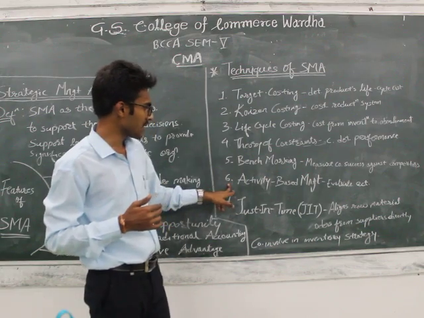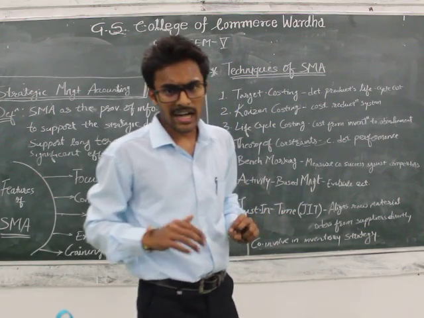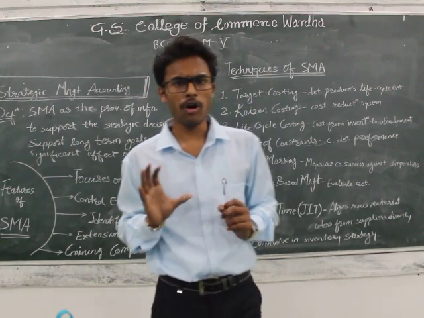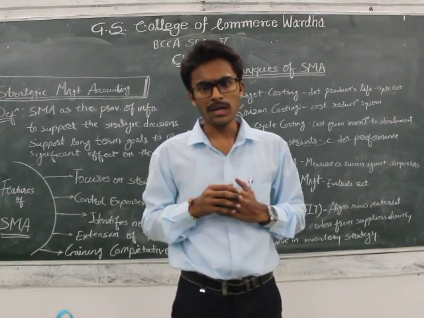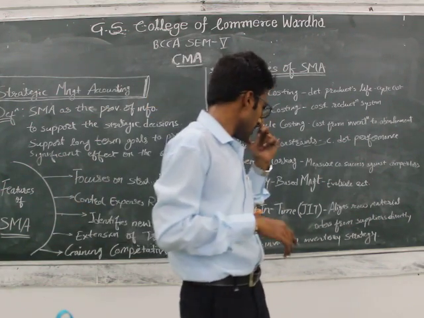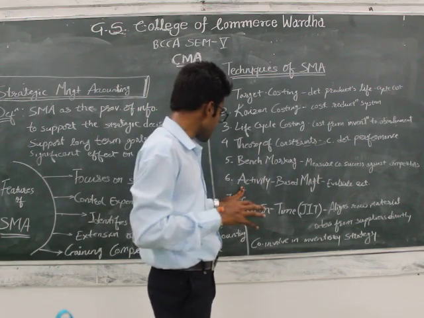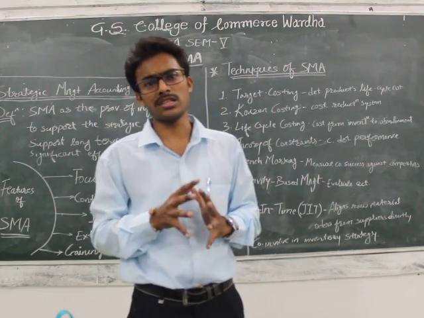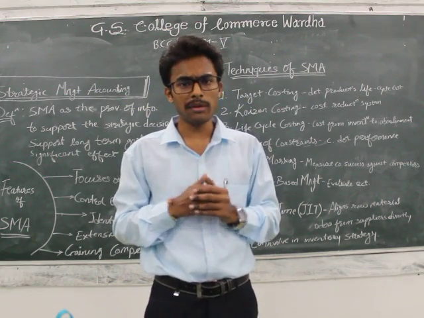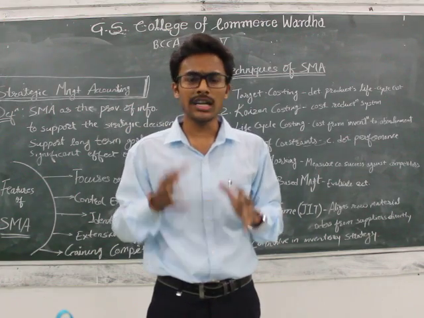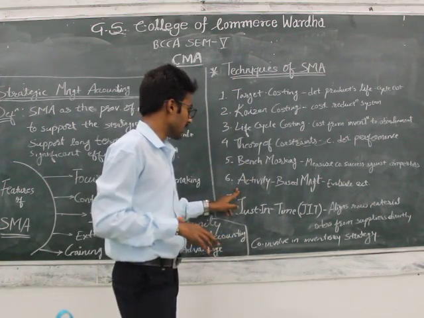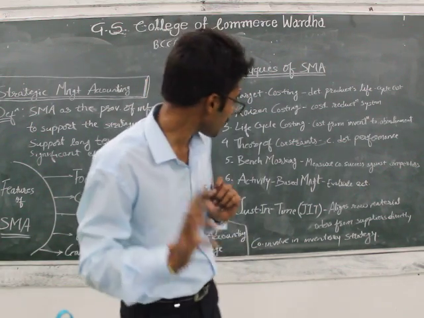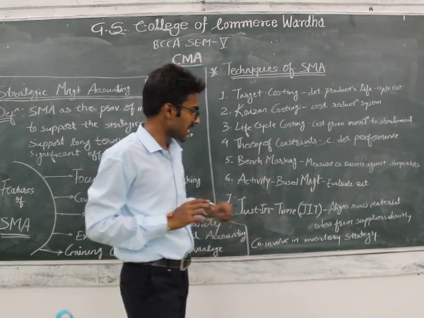The sixth technique of SMA is activity based management. Activity based management is based on the activities which a company is performing in a particular year, and this SMA technique evaluates the cost of your activities. Whatever cost is incurred by a particular activity can be evaluated and assessed by the activity based management technique. Coming to the last but very important technique, the just in time technique.